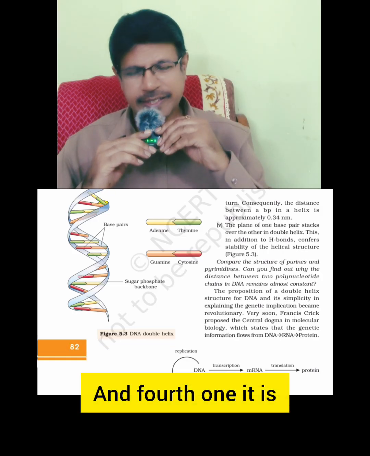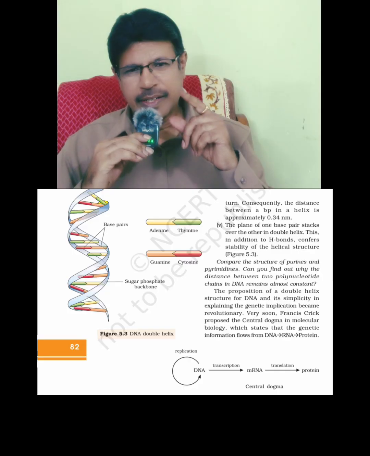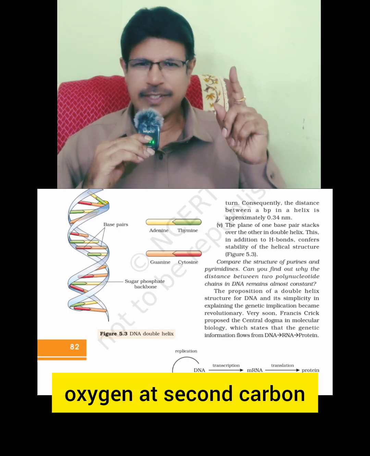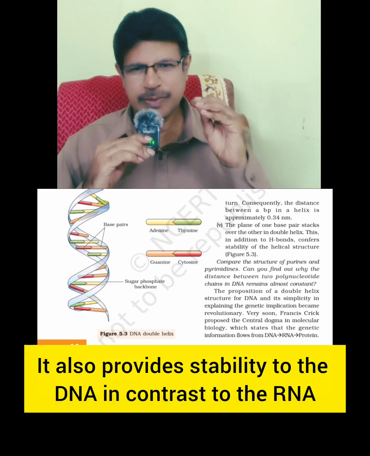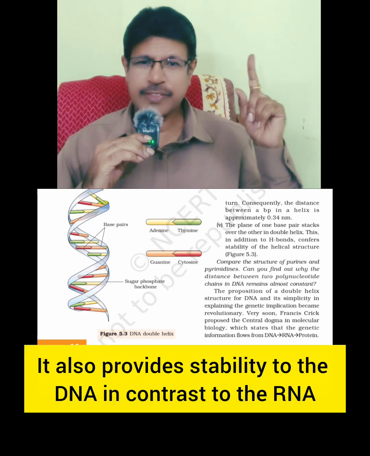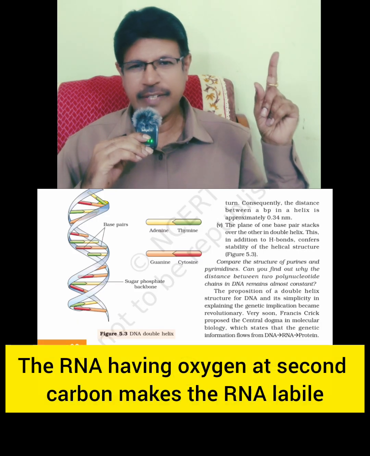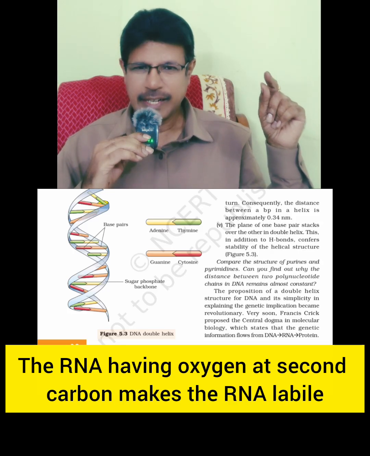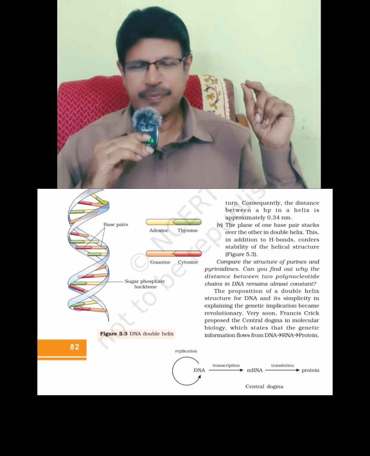And the fourth one, the deoxyribonucleic acid has a deficit of one oxygen at the second carbon. It also provides stability to the DNA. In contrast, the RNA having oxygen at the second carbon makes the RNA labile and highly degradable.